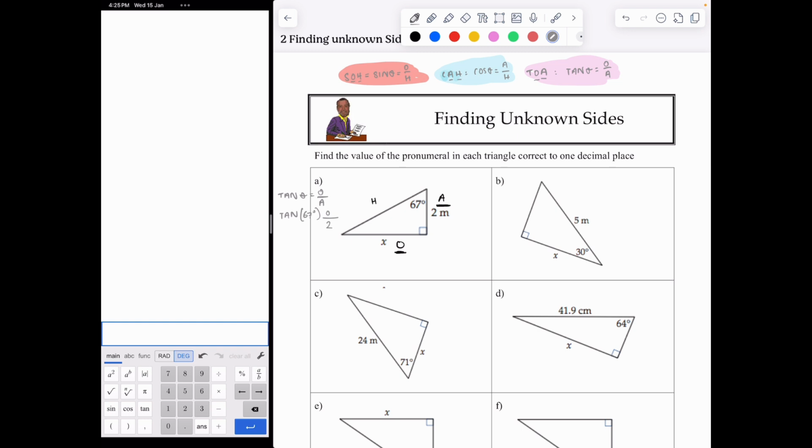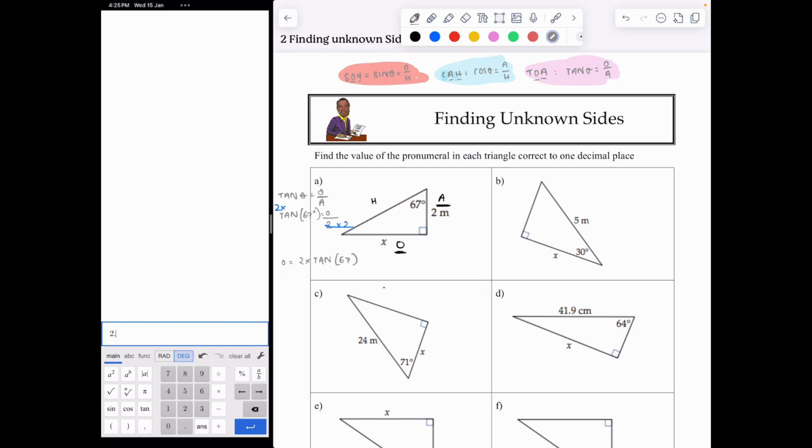Now we want to get the opposite by itself, okay? We want the O by itself, so we have to get rid of the 2. The way we get rid of 2, because it's currently being divided by 2, is by timesing by 2, because that's the opposite of divide. So that cancels it out. What we do on one side of the equal sign, we have to do to the other. So writing that out nice and neatly, we've got O equals 2 times tan 67. Let's plug that into our calculator.